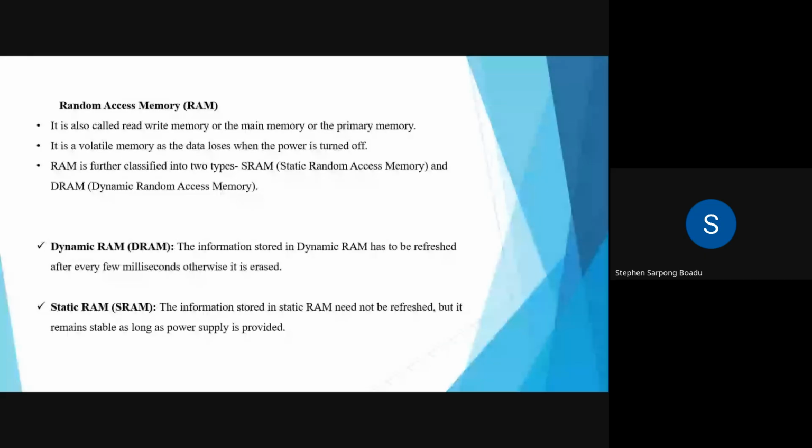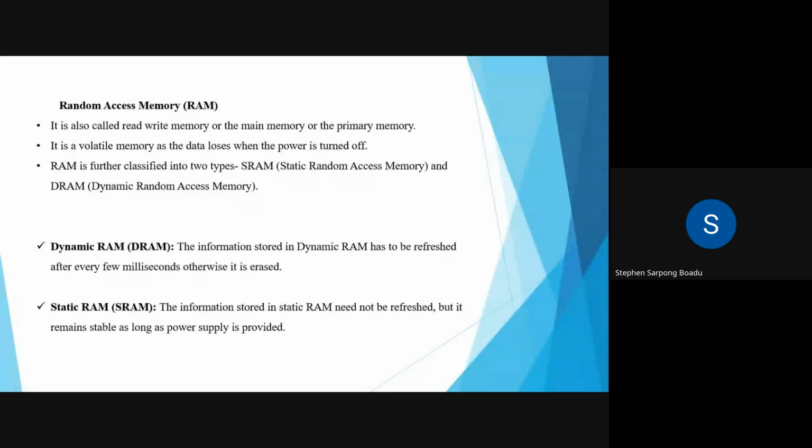Okay, so take these two types of memory and look into them very well. Let's start with the dynamic RAM. The information stored in dynamic RAM has to be refreshed after every few milliseconds. Otherwise, it is erased. That means any data stored on dynamic RAM needs constant refreshing to keep the data. Milliseconds are very small, so it's always refreshing itself. If it doesn't refresh itself, then you lose your data, right?